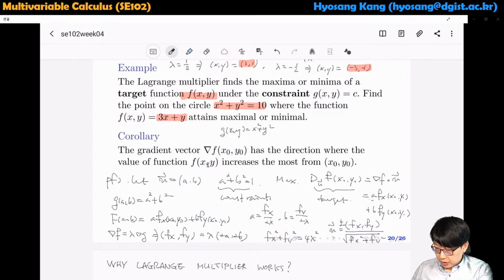If you have a positive a and b, you get a positive value. If you have a negative a and b, you get a negative value, because this value becomes fx squared plus fy squared.